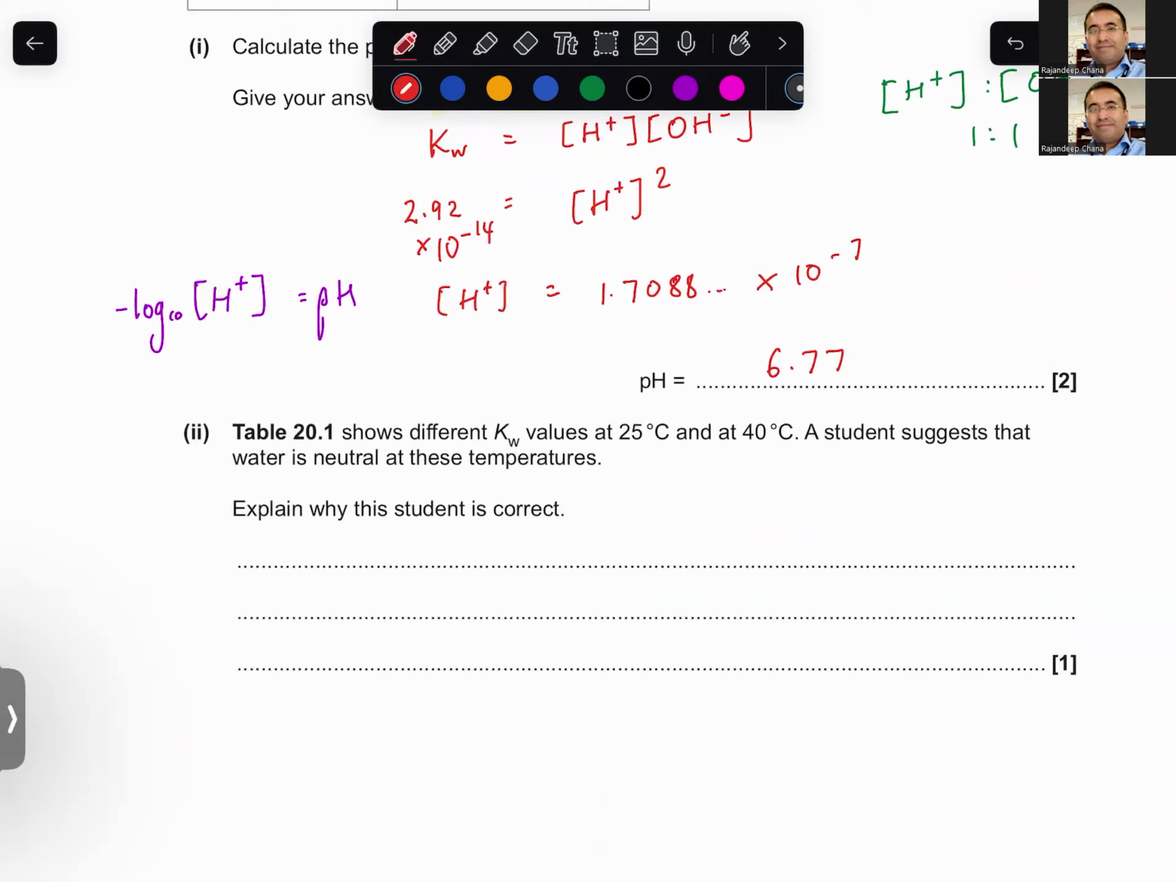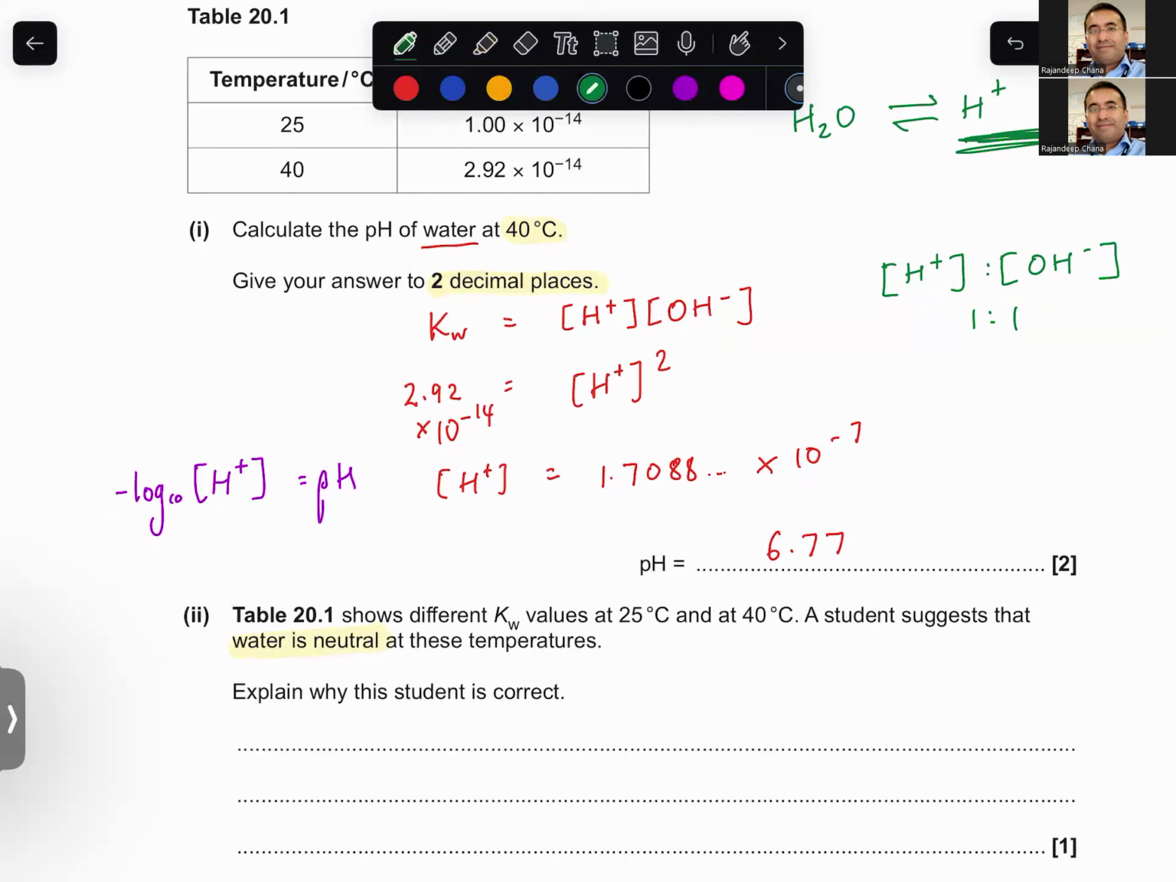In the next question, it's asking us, table 20.1 shows Kw values at 25 degrees Celsius and 40 degrees Celsius. A student suggests that water is neutral at these temperatures. So it doesn't matter what the temperature, that water is neutral. And going back to the equation, neutral as in the charge, not the pH. We've spoken about the pH in part 1.